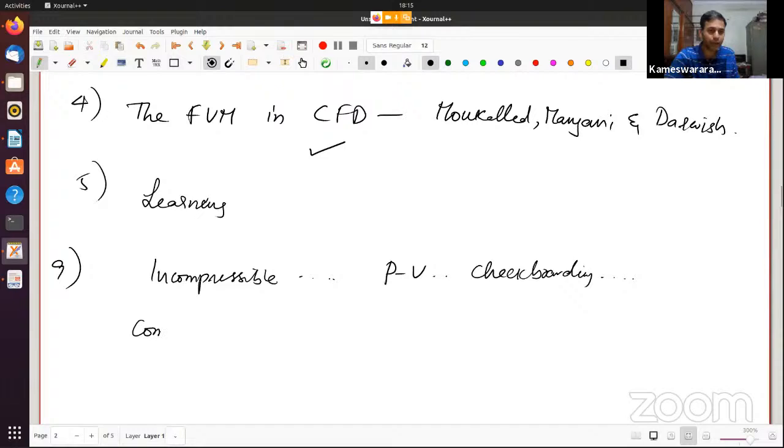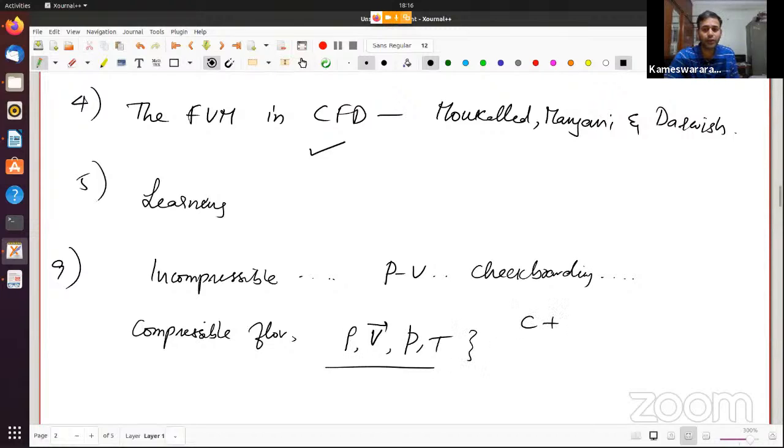Whereas if you look at compressible flow, you basically have the continuity equation for density. So you have density, three components of velocity, and pressure and temperature, or energy. So you basically have 3 plus 3, 6, and then you have the continuity equation plus 3 components of the momentum equation plus 1 energy equation. That's basically 5, plus you have the equation of state.